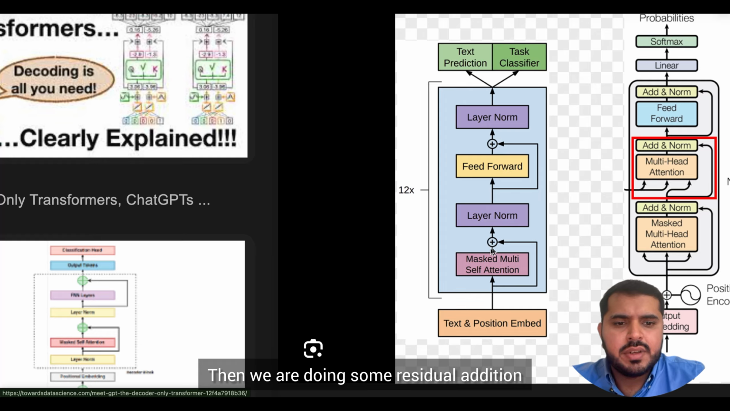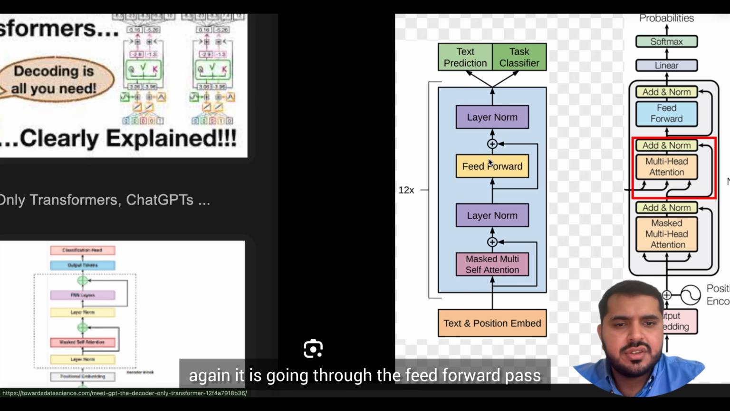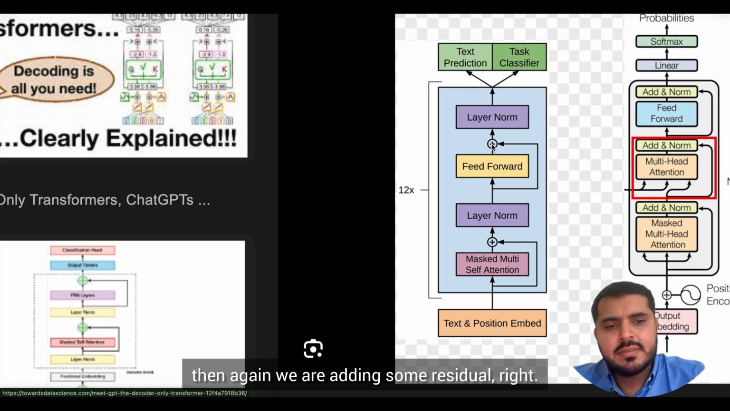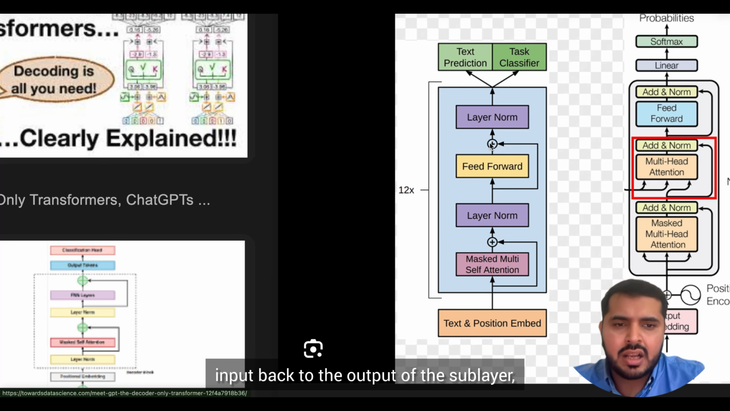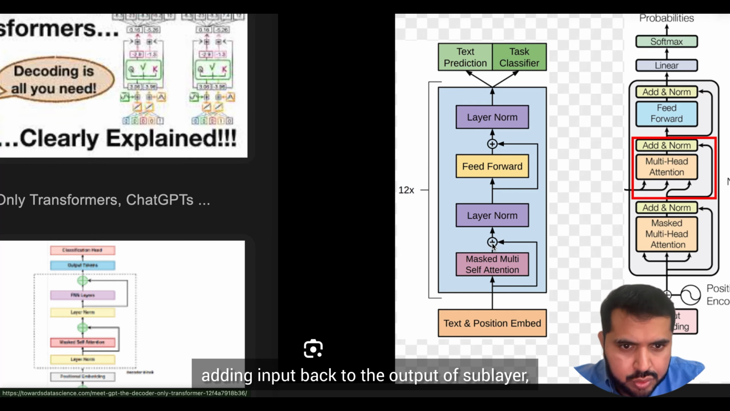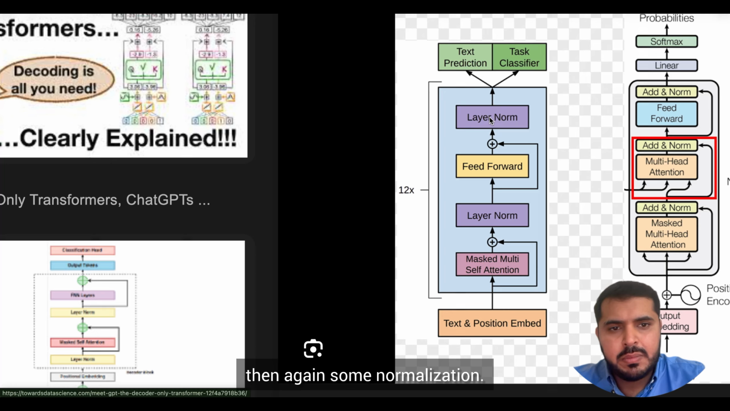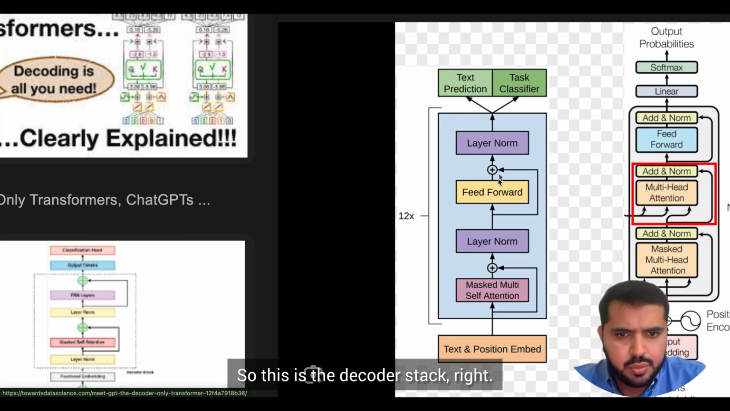Then we are doing addition of residual, then we are normalizing it, then again it is going through the feed forward pass, or basically the feed forward linear layers. Then again we are adding some residual. So this plus means adding the residual, adding the input back to the output of the sublayer, every time. Then again some normalization, and then we are doing some text prediction. So this is the decoder stack.